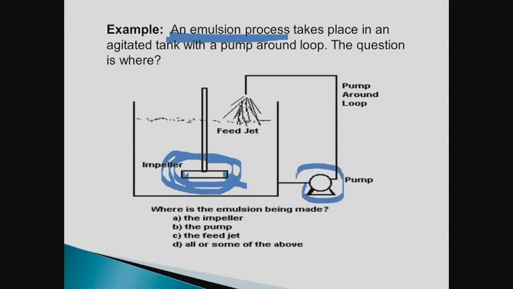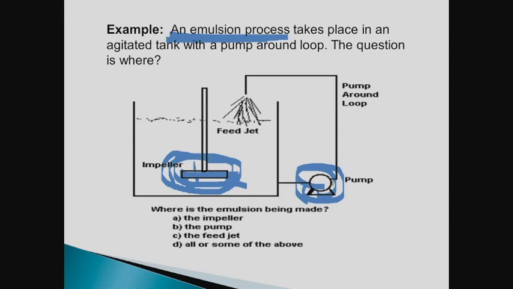Over here's a pump. It has an impeller as well. This impeller here is maybe 300 RPM. This impeller in here may be 3600 RPM. So just from the point of view of speed, this is what, 12 times? No, 3 into 12 times faster. So even though the emulsion may initially start here in this pump around loop, it may be polished or further size reduction occurs in the emulsion because of this pump.